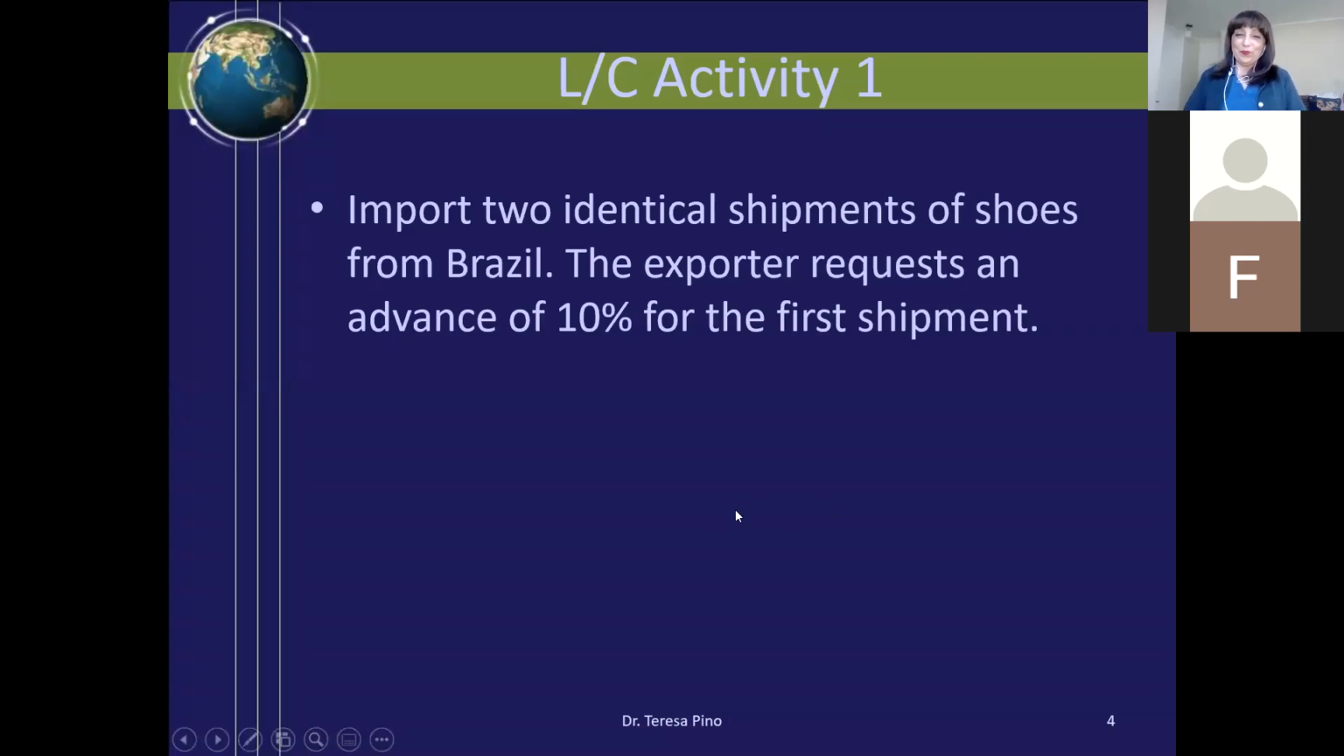Yes, honey? Maybe green clause? That's it? That's all? That would be one of the conditions, right? Because we have an advance of 10%. That would be one of the conditions. What else? What else do you see here?